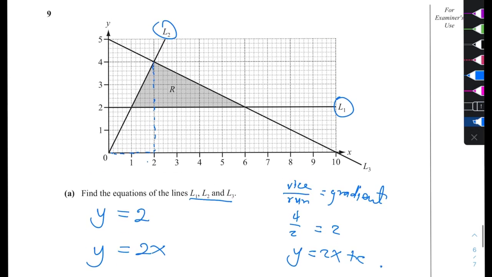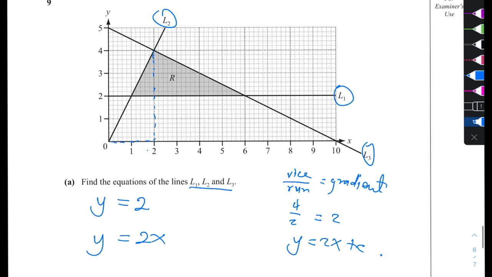Now let's talk about L3, this guy. That one too, you can find your gradient. You can even use the entire thing, like rise over run. The rise is you are rising how many units up? 5. And then the run, how many units? You are moving all the way from 0 to 10, so 10 units. So that means that your gradient is half, right? But you are not done.